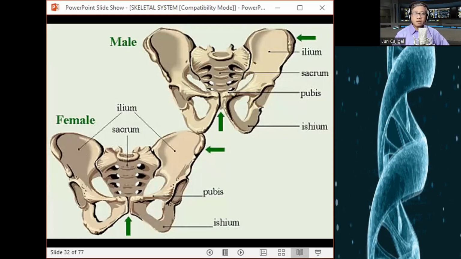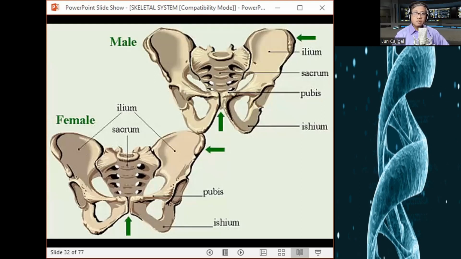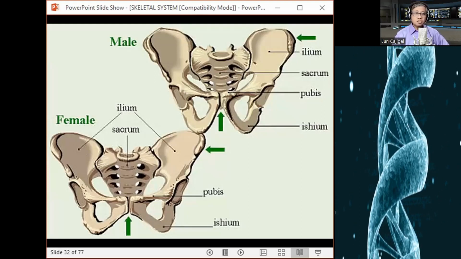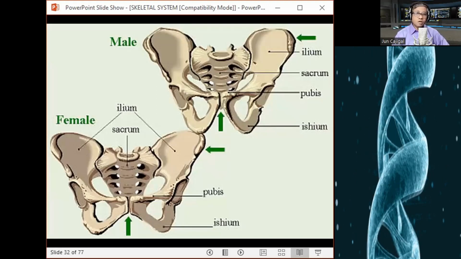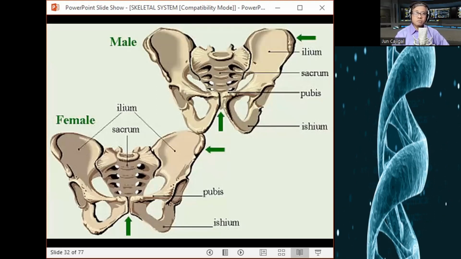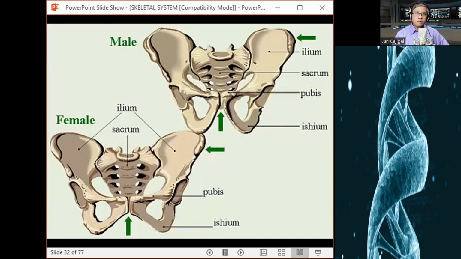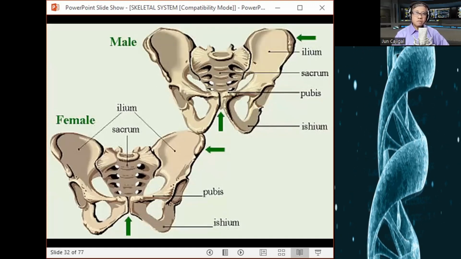So the female has a wider pelvic region. If you will notice, the ischium has a wider angle compared to the male ischium. Alright, so we have the following bones that make up the pelvis.